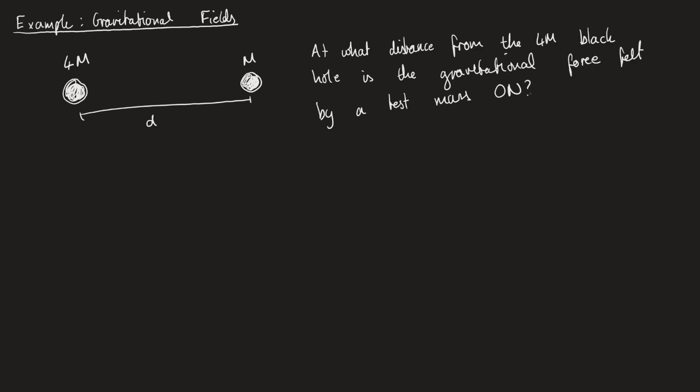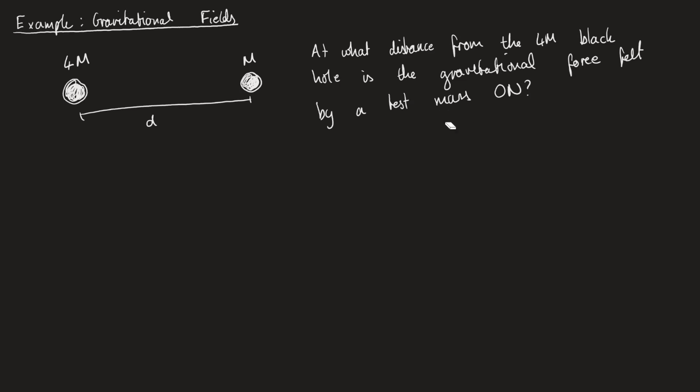We have these two masses. This mass m is going to pull everything in towards it, coming in this way, and this mass 4m is going to pull everything in towards it going this way. So there must be some point between these two where the force that 4m pulls with must be the same as the force that m pulls with. And this is for a test mass.